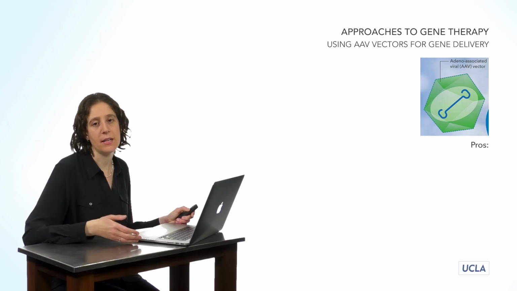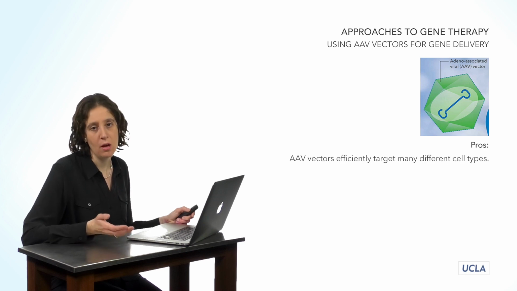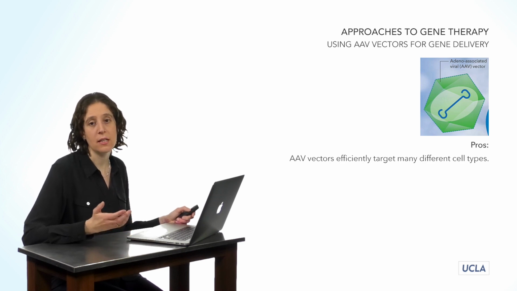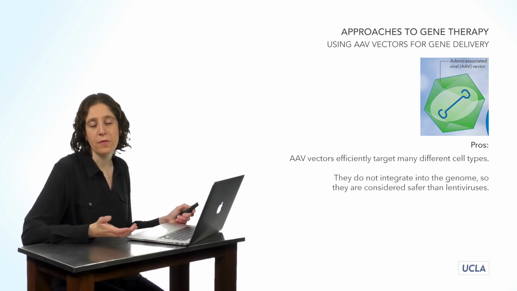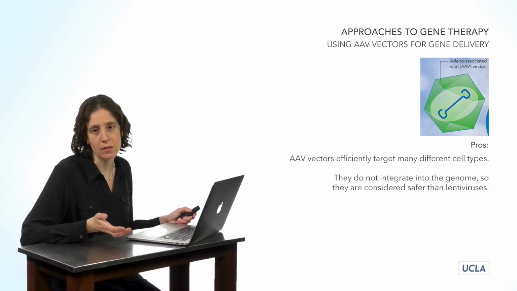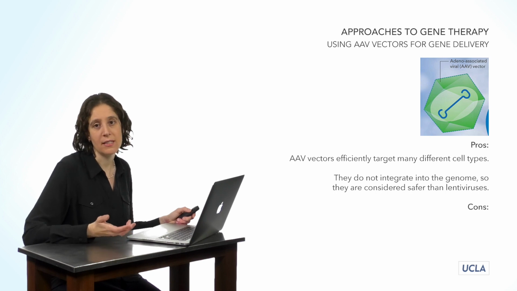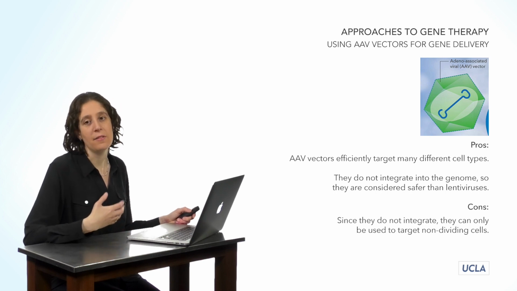So what are the pros and cons of AAV vectors? Well, one pro is that they can infect many different cell types. So they can be used to introduce genes into many different cells. Another advantage of AAV vectors is that they do not integrate into the genome, so they are considered safer than lentiviruses, because you don't have to worry about them hopping into the genome and disrupting expression of endogenous genes in the process.